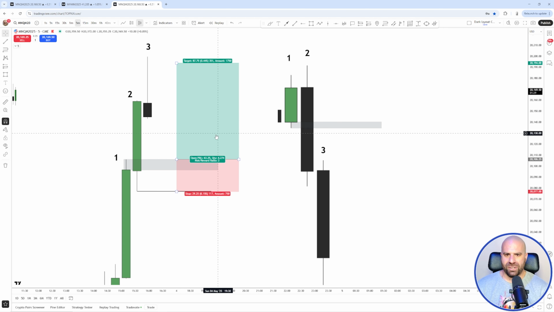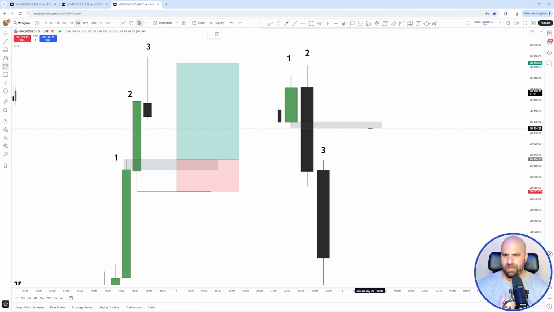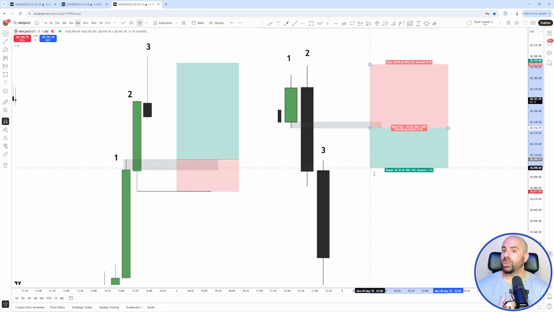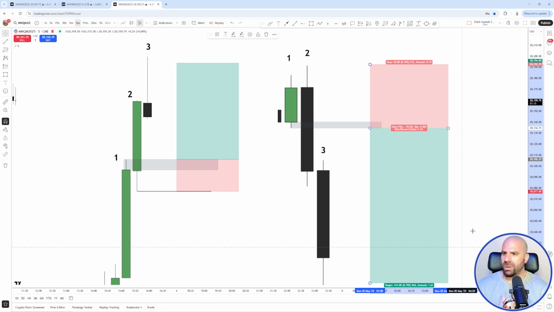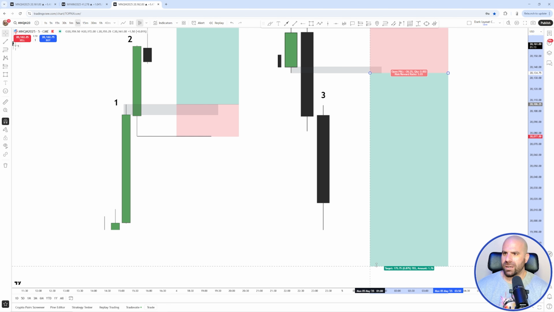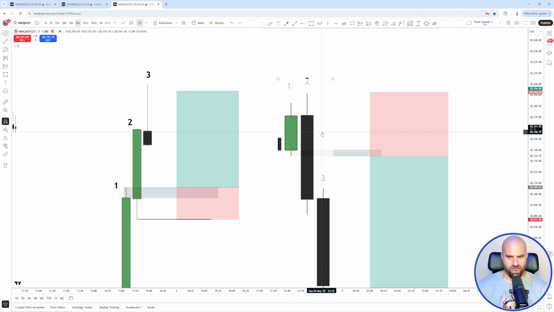Here, on the bearish scenario, towards the right, you will be placing again a pending order, a sell limit order with the stop loss above the high of candlestick number 2, and you will be going for at least a 3-to-1 reward to risk as well.